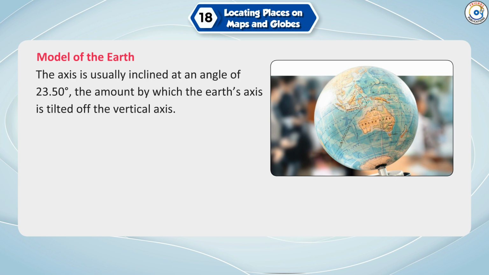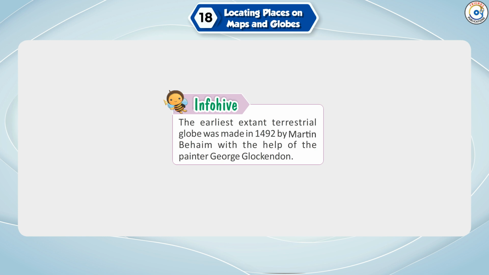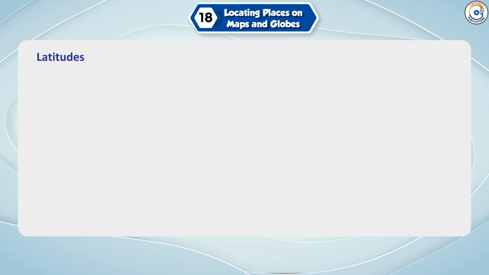The axis is usually inclined at an angle of 23.5 degrees, the amount by which the Earth's axis is tilted off the vertical axis. Info Hive. The earliest extant terrestrial globe was made in 1492 by Martin Behaim with the help of the painter Georg Glockendon.